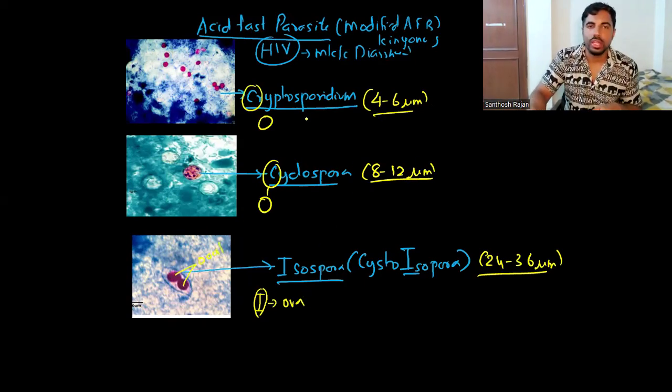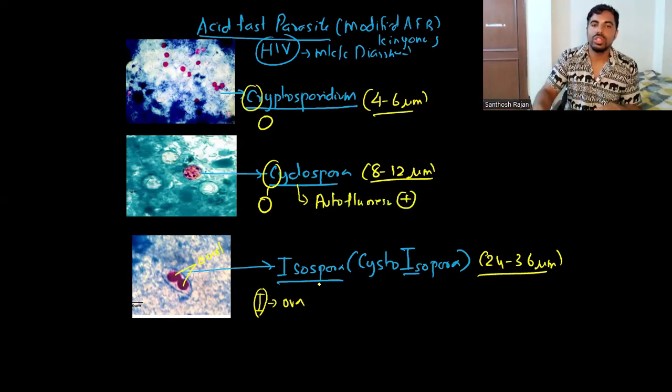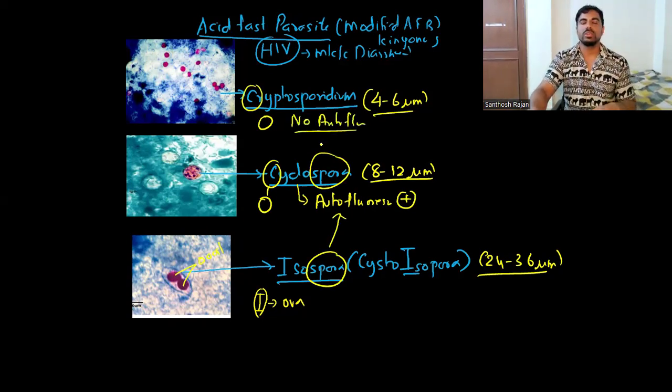Okay, that's one thing. Now, another important feature is that Cyclospora will fluoresce, autofluorescence. Autofluorescence is positive here also, that means both in Cyclospora and Isospora, autofluorescence is there. Here there is no autofluorescence. Here there is no autofluorescence. That is one point. Size is important too. No autofluorescence there. Okay, these are the main things. And everywhere you see, they all are acid fast.